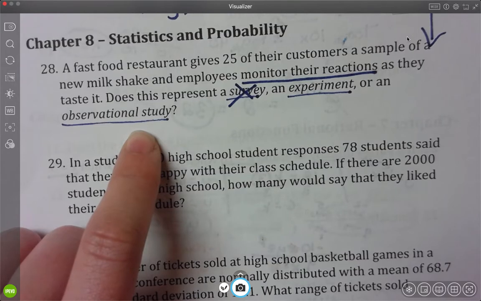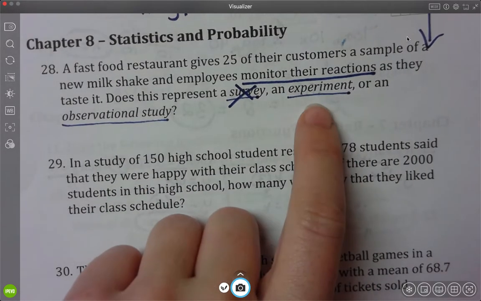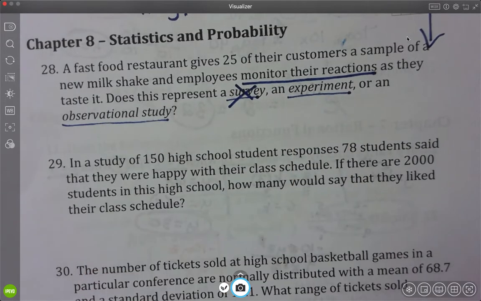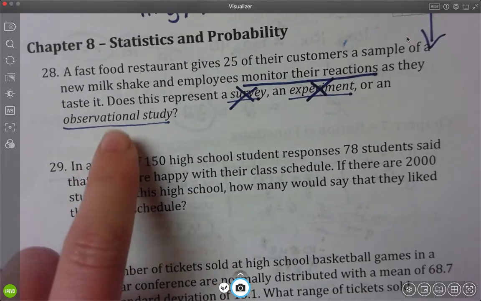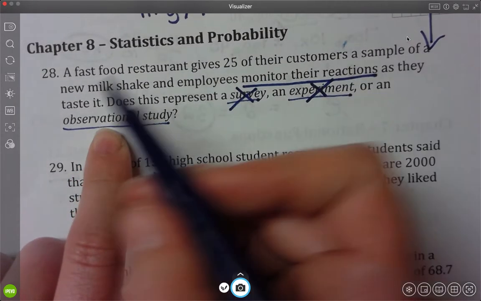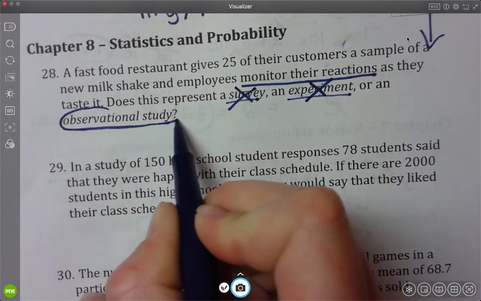Okay, what they are doing, even though they're giving them a milkshake, an experiment would have to be where I have a placebo group and I have a control group. So in one group I would be giving them a milkshake, in one group I would be not giving them a milkshake or something different to drink, okay? So that's what makes it different. This is not an experiment. Even though I'm giving them a milkshake, I'm observing their facial reactions. So this is going to be an observational study, okay?